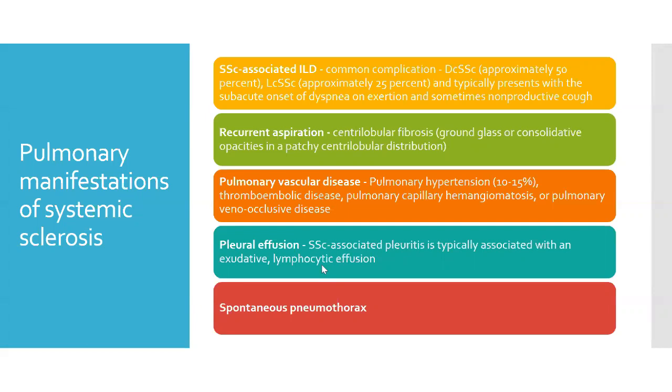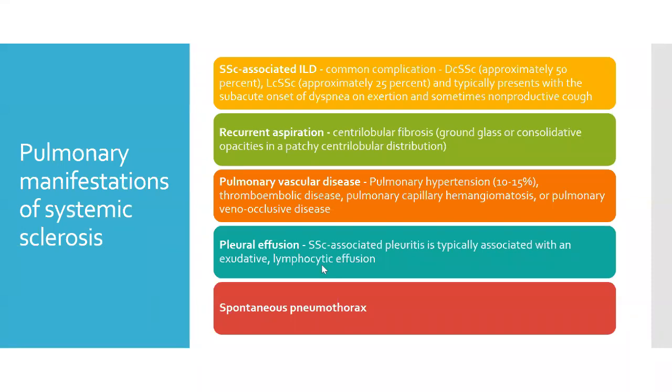Typically, the onset is subacute, with dyspnea on exertion, sometimes a non-productive cough. Patients with scleroderma can present with recurrent aspiration. The typical radiographic features are what are called centrilobular fibrosis. They have a patchy centrilobular distribution of ground glass and consolidative opacities.